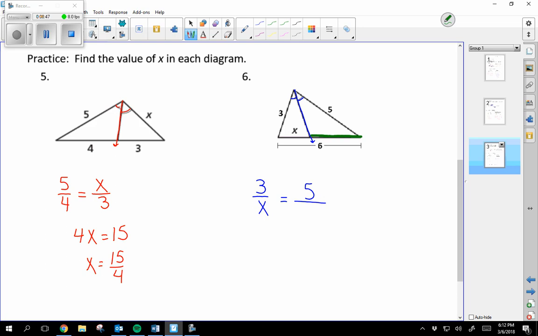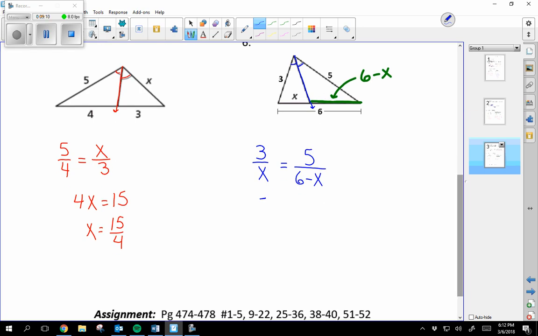Well, I can't get around it this time. I do have to represent that piece as something. Because the entire bottom of the triangle is 6 and the left side is x, that means that the right side is 6 minus x. So I'll put that 6 minus x down here, and then of course we'll cross multiply.